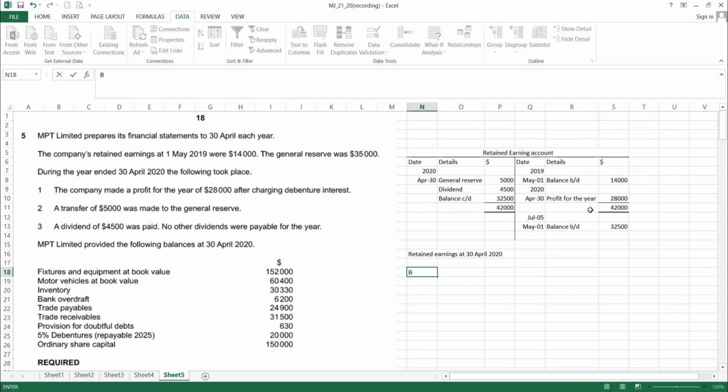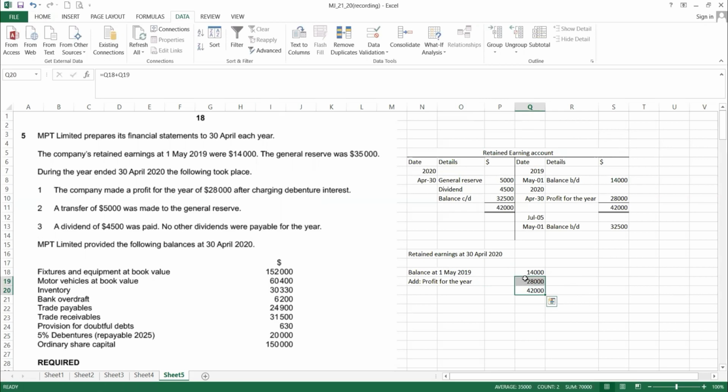So you can say that balance at 1st May 2019, the amount is 14,000. Okay, now during the year, what are you going to add? You're going to add the profit for the year, because it increases your retained earnings, 28,000. So you add these two first.